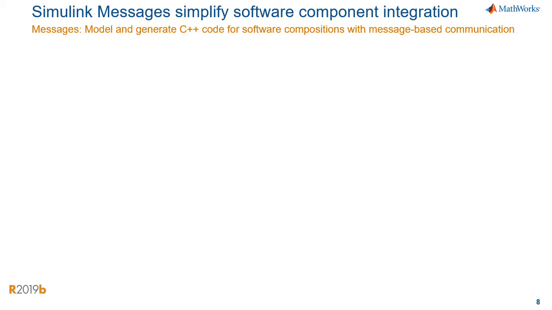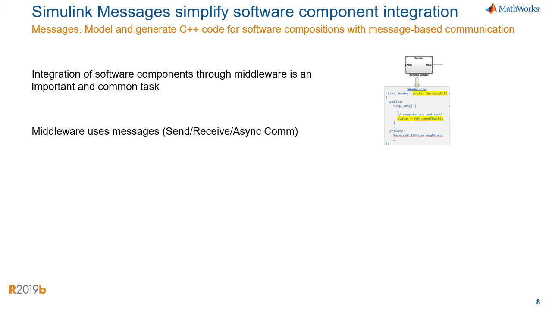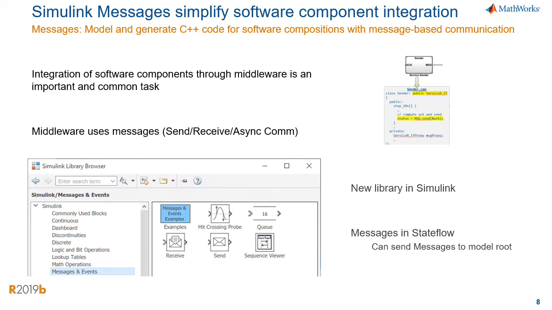If you're working on systems with distributed architectures, perhaps you're integrating software components using middleware, well, components in those software compositions generate events and data asynchronously. So it can be a challenge to model that message-based communication and also to generate code from that. So to make that challenge easier, we introduced a new library, and that library is called Messages and Events. That's part of Simulink now.